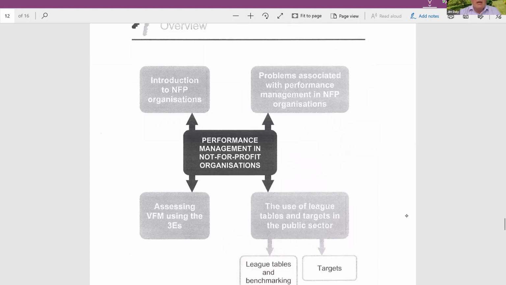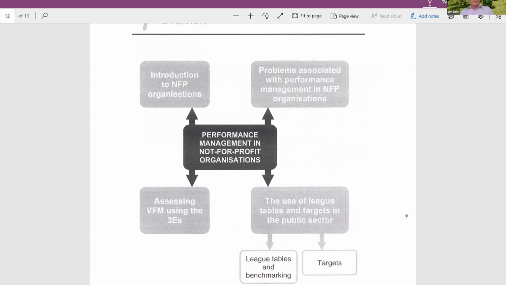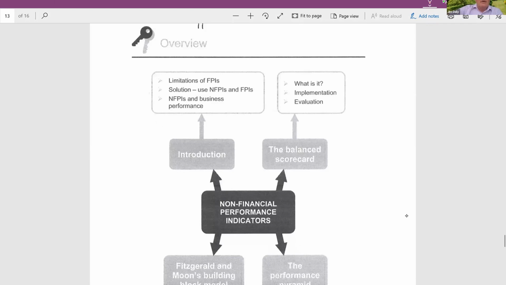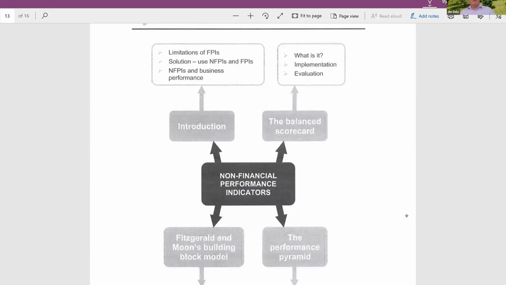Then we go and look at the not-for-profit organizations. Introduction to NFPs, problems associated with performance management in NFP organizations, assessing the value for money using the 3 E's, that is economy, efficiency, and effectiveness, the use of league tables and targets in the public sector, i.e. league tables and benchmarking, and targets that might be set as well. So in looking at that, there's nothing much inside there, and it's mainly theoretical from that particular paper, for that particular area.